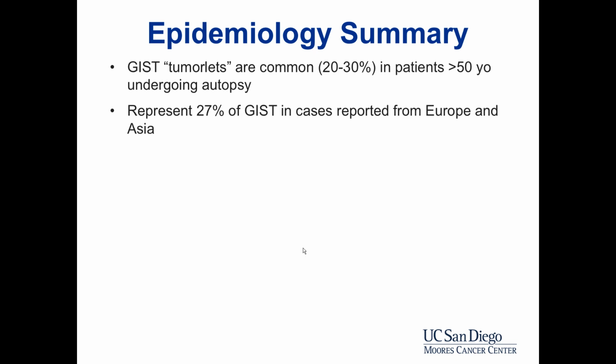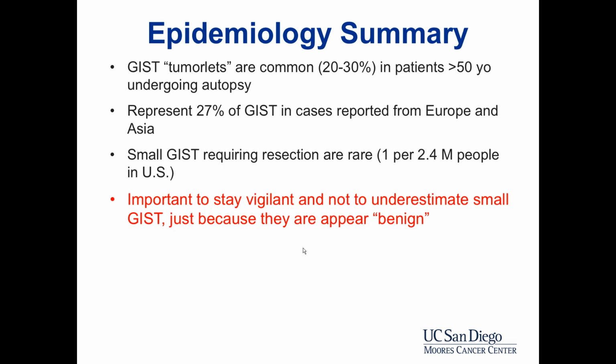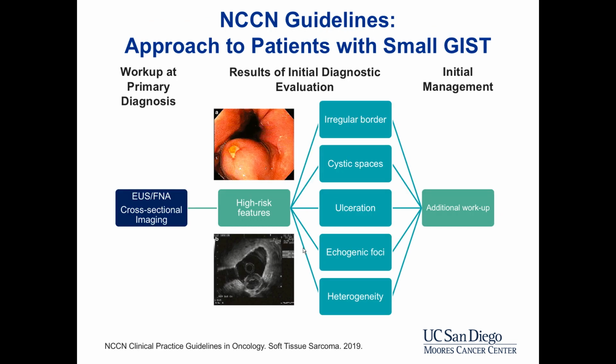Somewhere about a quarter of the patients in the European and Asian studies had small GISTs. If we look at the small GIST based upon the data that we had published in our study from the United States, it only represents a small fraction of small GISTs that actually undergo removal. But we need to be vigilant of the fact that a subset of these small GISTs don't have what I would consider quote-unquote benign appearing biology, that they can have aggressive biology.